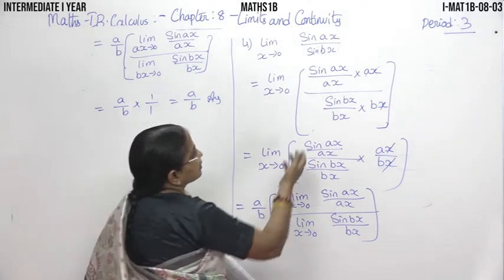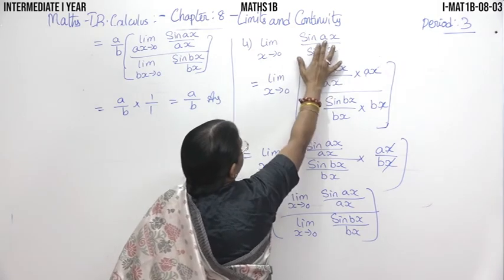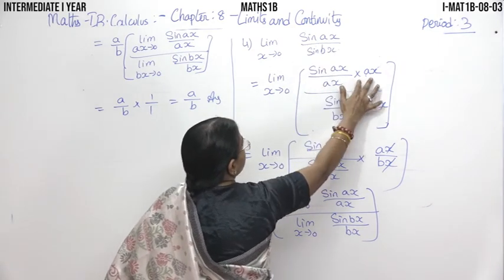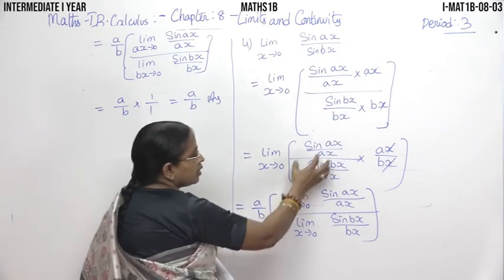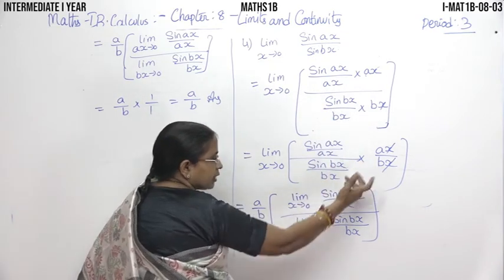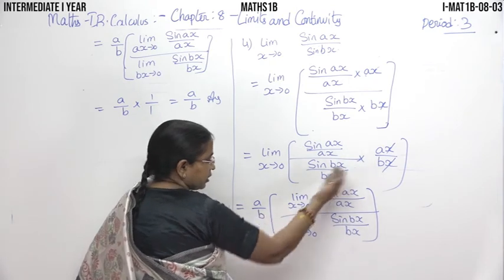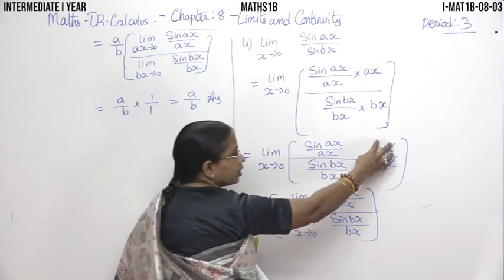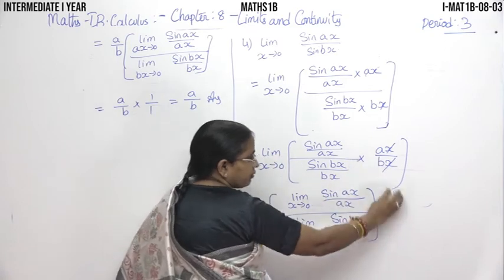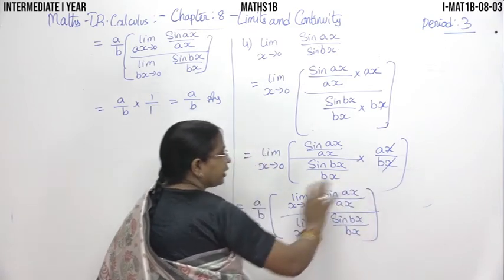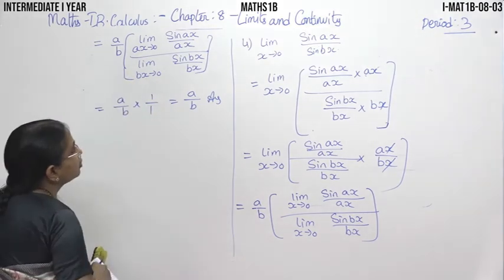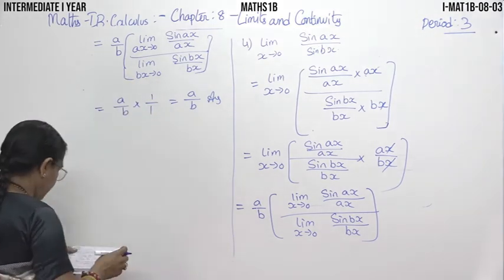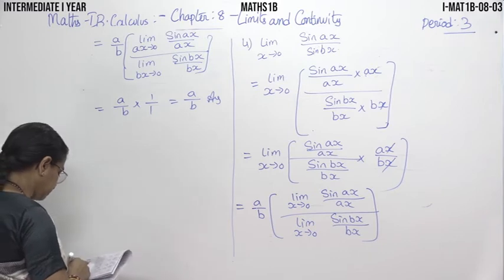Sin x by x. So in the place of x you have ax. So you multiply and divide by ax. Denominator also, multiply and divide by bx. Now write separately. Remaining part you simplify. Because it is a constant, we took it outside. If it is not a constant, you write the limit for it again here and find its value. So like this we simplify, take the limit to both numerator and denominator and then find the limit.